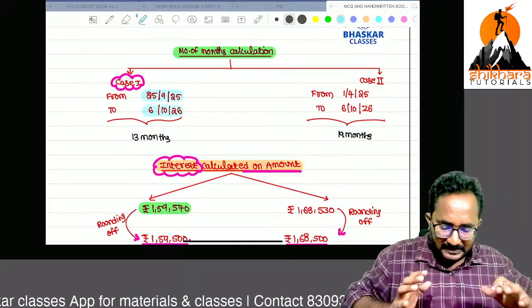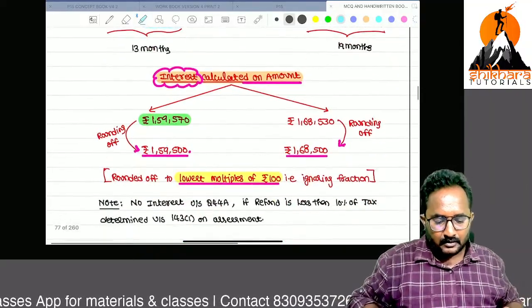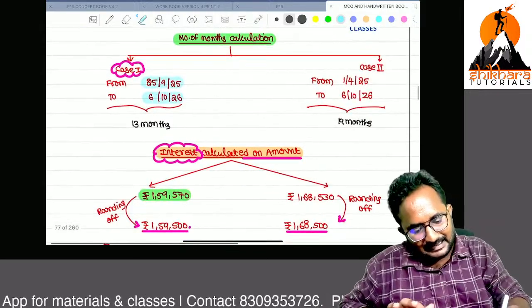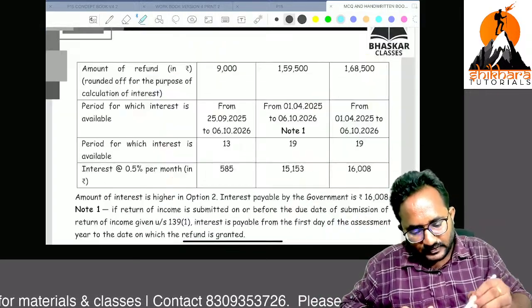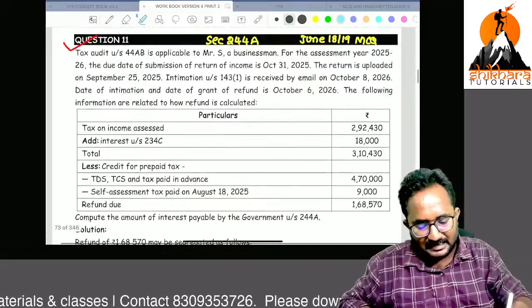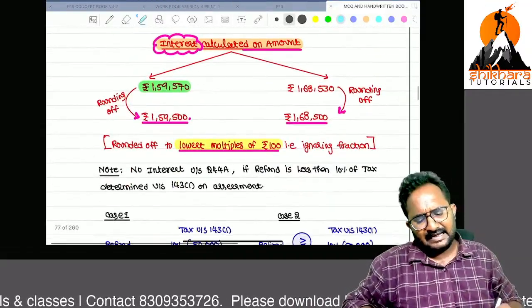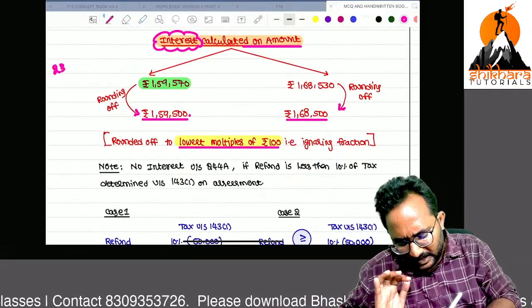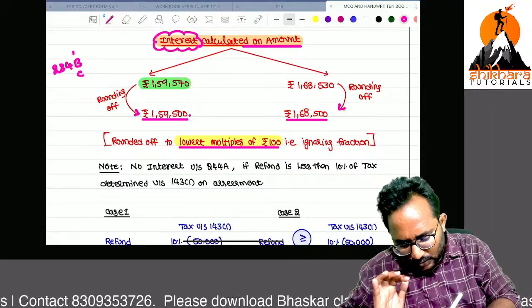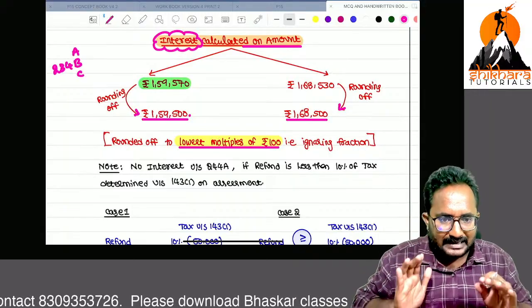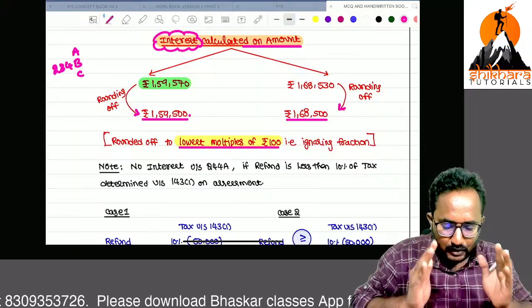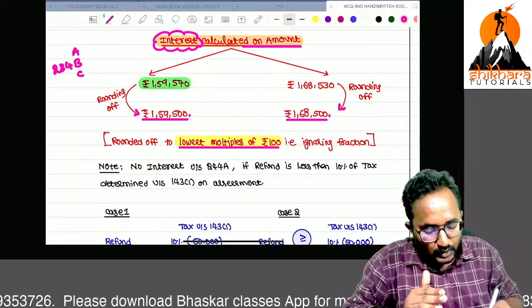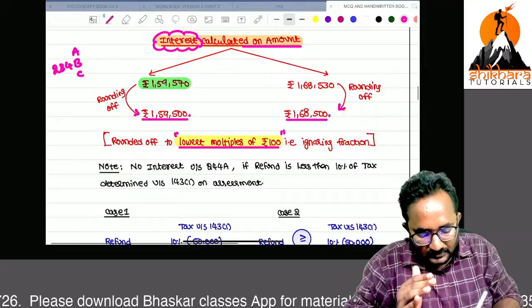This is a general point applicable for all questions. This data is required for doing question number 11 also. That's why I am first telling this general data. In any section, 234B, 234C, 234A, while calculating the interest, the amount on which we calculate that interest should be rounded off to the lowest multiple of 100.